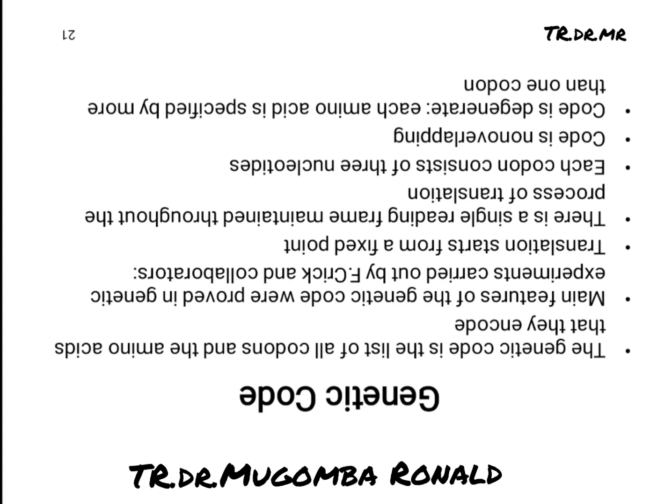The main features of the genetic code were proposed in genetic experiments carried out by Crick and his colleagues. They said translation starts from a fixed point, which we already talked about. That is AUG, which codes for methionine. And they said there is a single reading frame maintained throughout the process of translation. That is to say, we read in the 5' to 3' direction. That does not change. And each codon consists of 3 nucleotides.